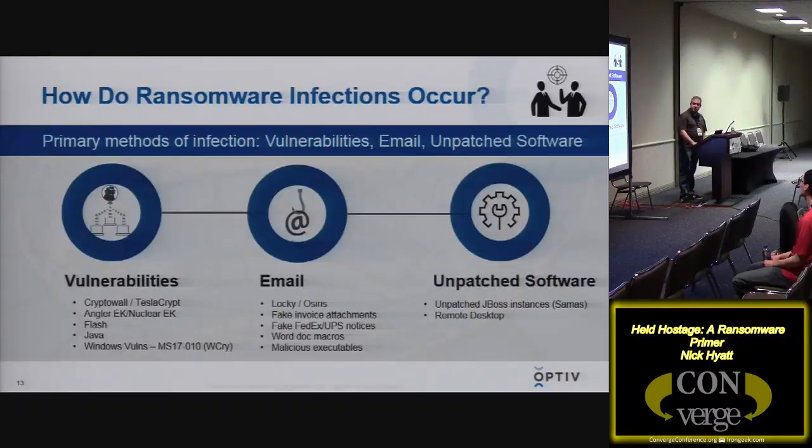So how do these infections occur? We have primary methods of infection, and there are 3 of those. We have vulnerabilities, email, and unpatched software. With your vulnerabilities, your families of Cryptowall and TeslaCrypt really tended to use those. They would exploit the Angler exploit kit and the Nuclear exploit kit, which took advantage of Flash and Java. And then we also had WannaCry, obviously, that took advantage of Windows vulnerabilities.